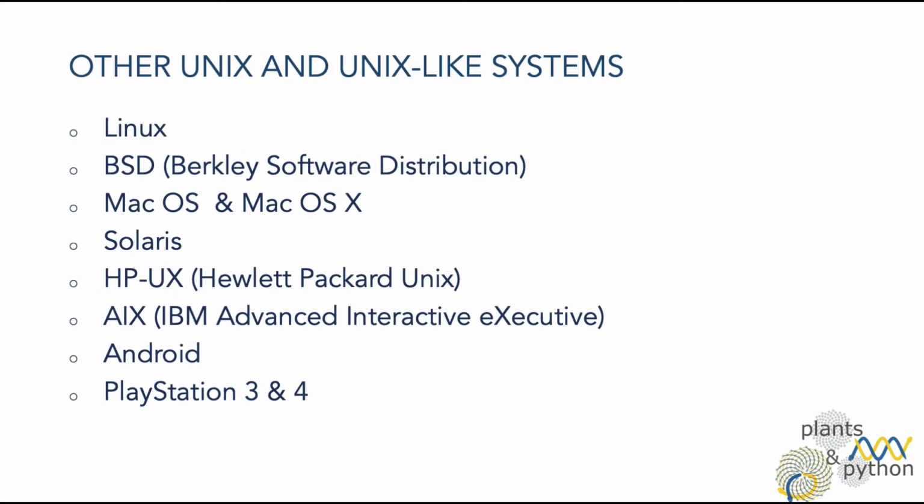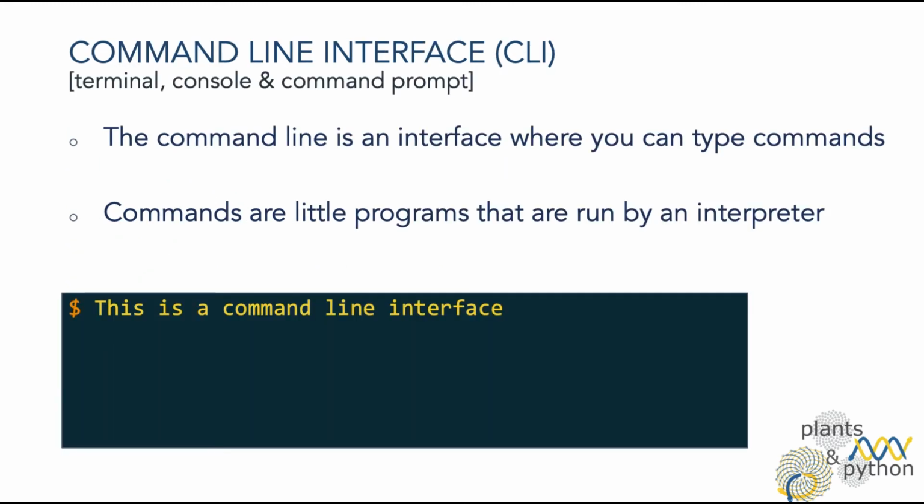Several operating systems have been developed that are Unix or similar to Unix. Some examples are Linux, BSD, which is the Unix system from the University of California, Berkeley, Mac operating systems, Solaris, HP UX from Hewlett-Packard, AIX from IBM, and even Android and PlayStation 3 and 4.